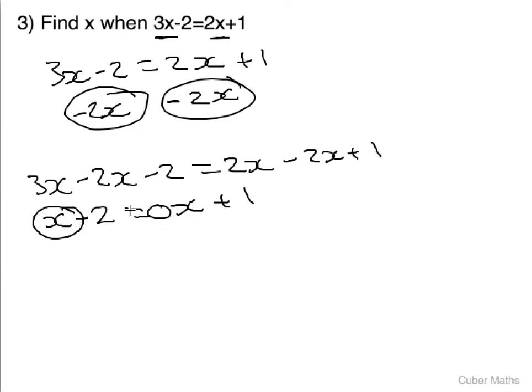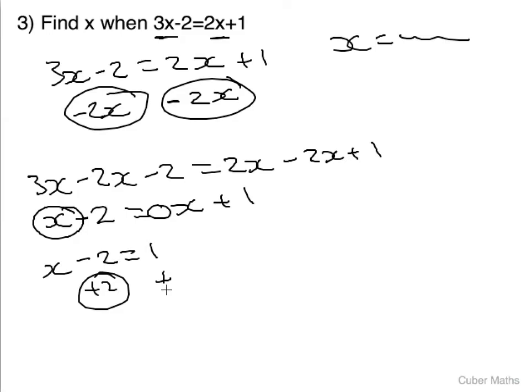The next thing we need to do is get x on its own, like we wanted x is equal to something. To do that, we need to add 2 to both sides in order to get rid of this minus 2 on the left hand side. So if we add 2 to both sides, we're just going to end up with x is equal to 3. So that's our answer to this third problem.